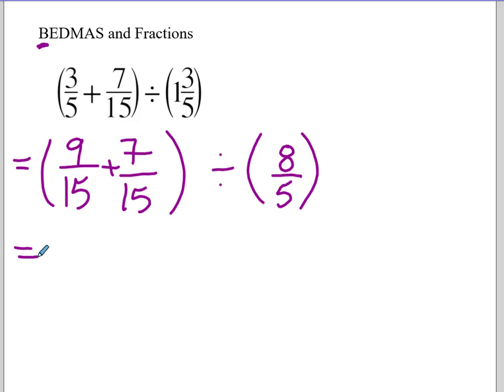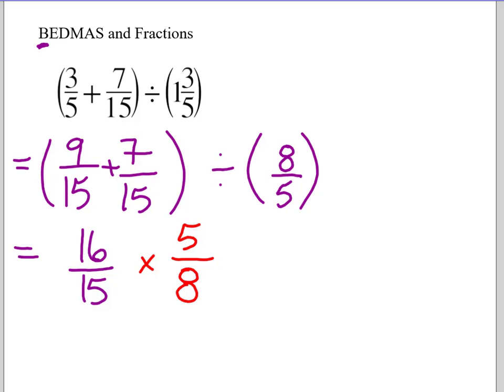Okay, if I add these together, the numerators get added together, the denominators are left alone, so this becomes 16/15. There's nothing else left there for me to worry about, so I'm going to drop the brackets. And then instead of dividing by 8/5, I can multiply by 5/8.